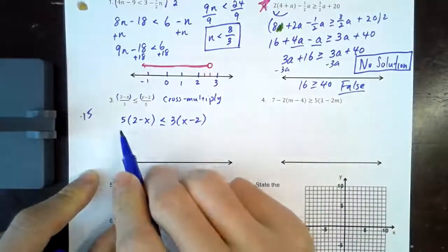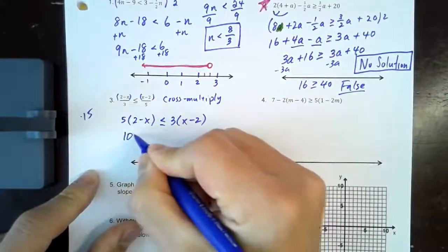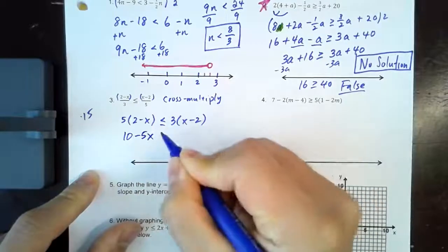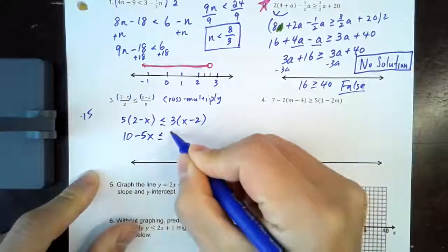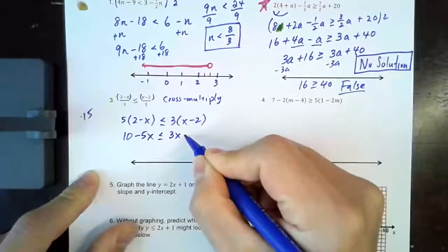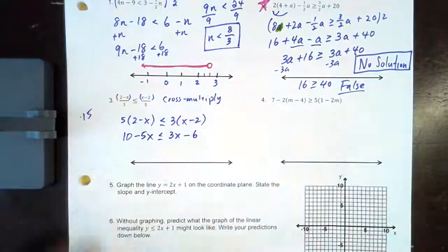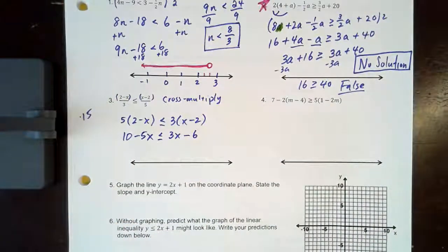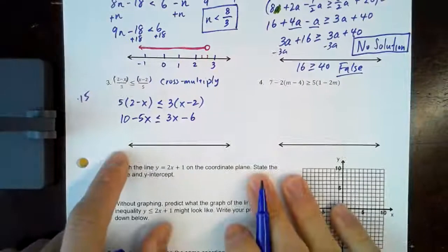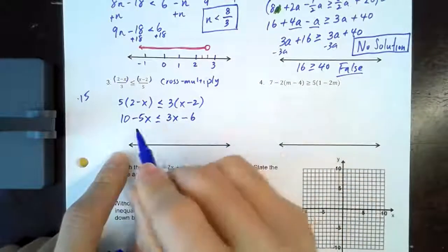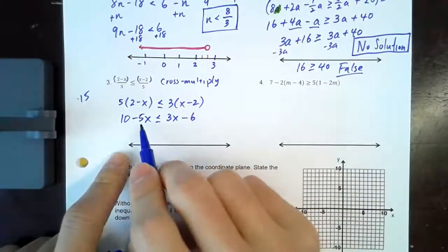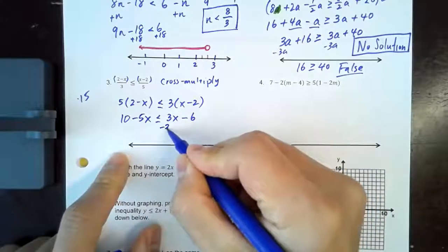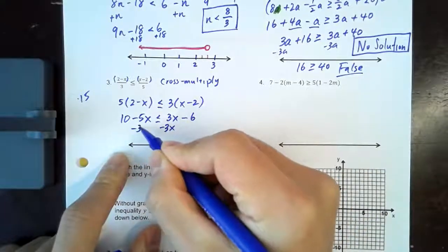Okay, so now I'm going to distribute, and I get 10 minus 5x is less than or equal to 3x minus 6. Okay, seems like there's going to be a potential of a negative variable here, so definitely want to be careful. I like to keep the variable on the left side, but however the variable is negative, that's okay.